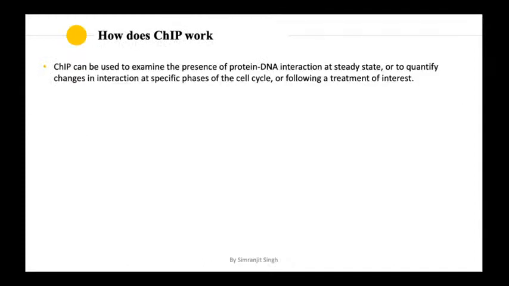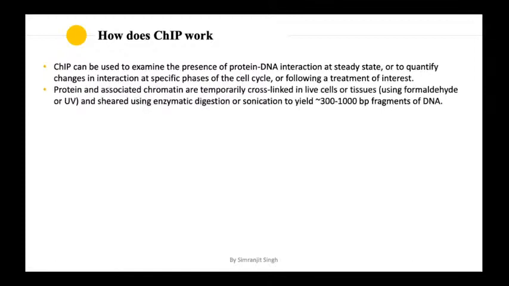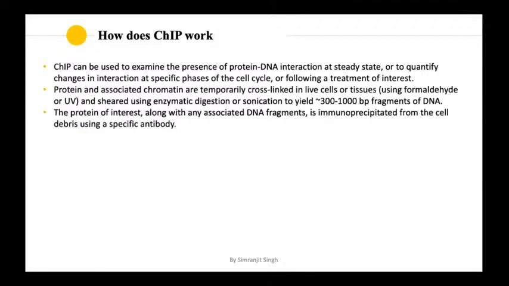So how does it work? In this ChIP, we can examine the presence of protein-DNA interaction at steady state. Then we quantify the changes in these interactions with the treatment of interest. So protein and associated chromatin are temporarily cross-linked in live cells or tissues and sheared using enzymatic digestion or sonication to yield 300 to 1000 base pair fragments of DNA.